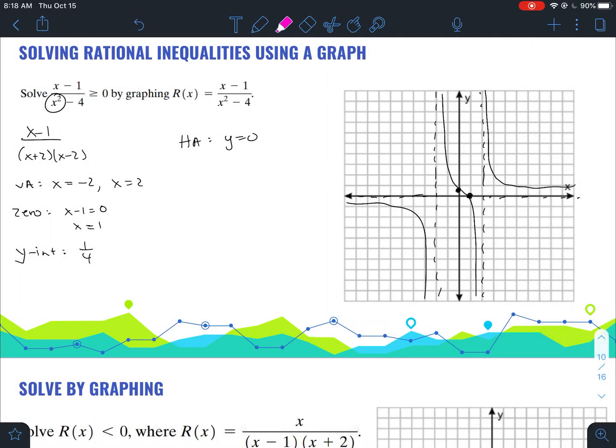So on this problem, it wants to know where it's greater than or equal to 0. So that's where it's above the x-axis. So we want to know, where is the graph above the x-axis? Well, it's above the x-axis here, and then everywhere here. So where does that happen on the graph? Well, that happens from the first vertical asymptote, so -2 to the 0, and the 0 happened at 1, so from -2 to 1. And then it happens from the second vertical asymptote, which was 2, to infinity. So those are the places on this graph where the graph is above the x-axis, where the y values are greater than or equal to 0.